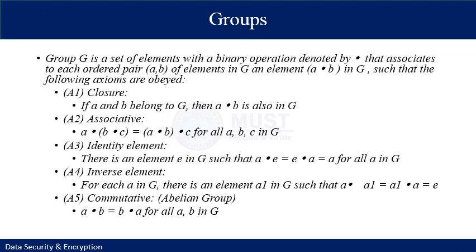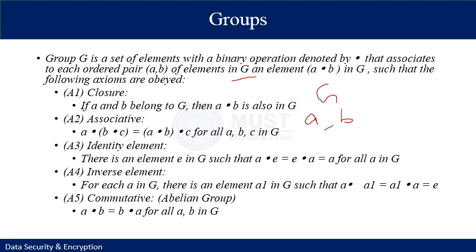So let's start with groups. A group, referred to as G, is a set of elements with a binary operation denoted by dot that associates each ordered pair. For example, we have elements of a group, a and b, and we apply this dot operator, and we get another element that must be part of the group G in such a way that the following axioms are obeyed.